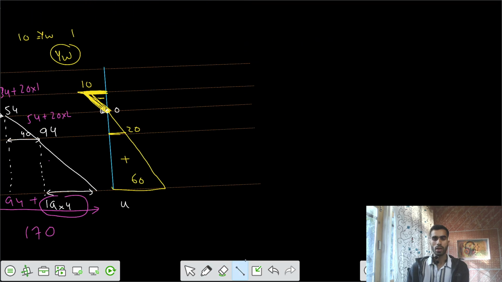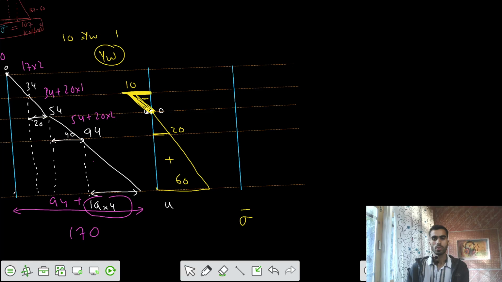That's the total effective stress. Effective stress is actually the difference of the two: sigma minus u. So initially that is 0. After that, 34 minus 10.